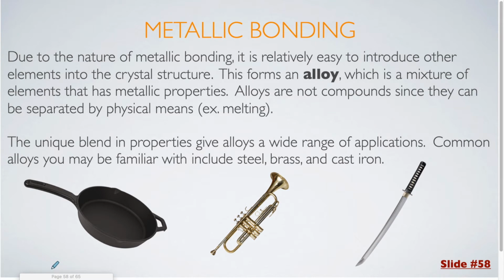Due to the nature of metallic bonding, it is relatively easy to introduce other elements into the crystal structure. This forms an alloy, which is a mixture of elements that has metallic properties. Alloys are not compounds since they can be separated by physical means, such as melting. The unique blend in properties gives alloys a wide range of applications. Common alloys you may be familiar with include steel, brass, and cast iron.